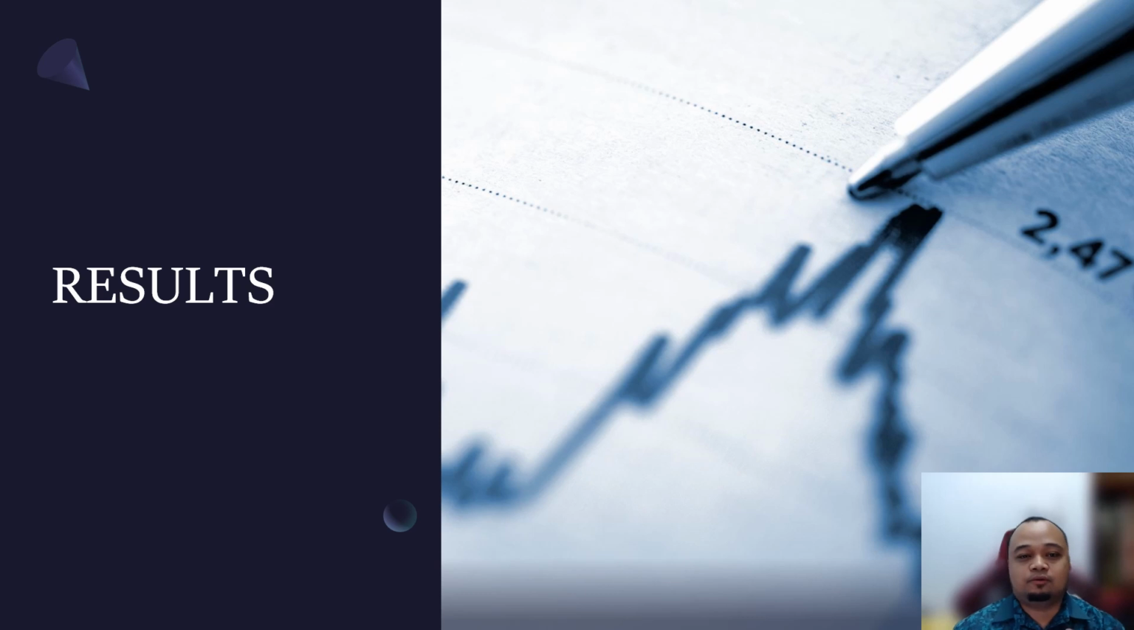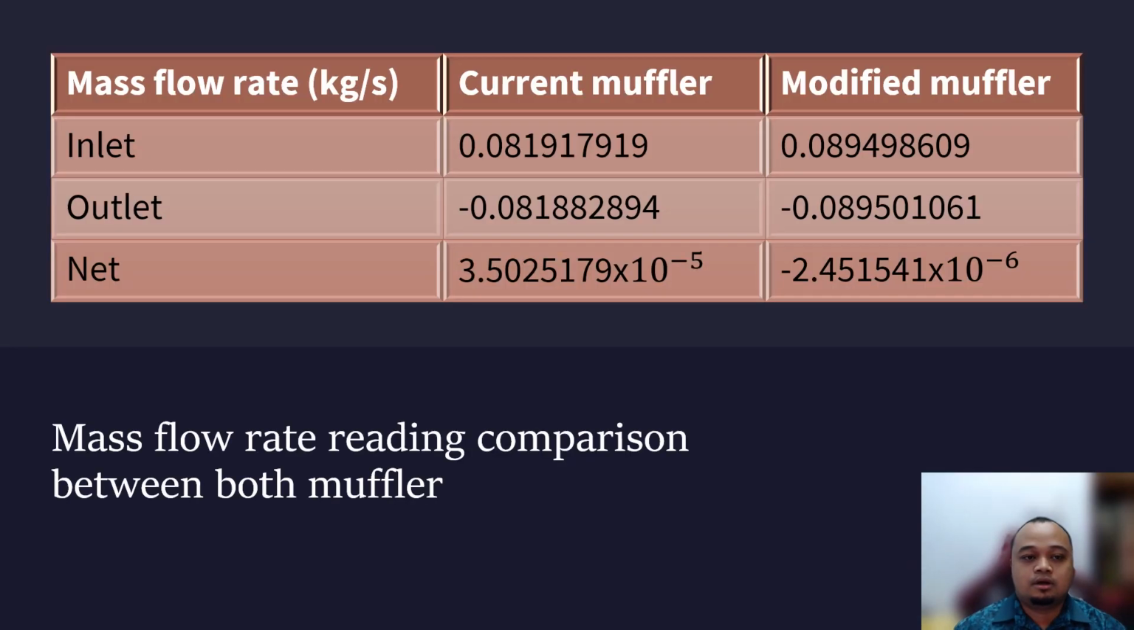After all of the method was done, here is the result I got. For the first result, I get the rate of the mass flow rate between both the current design and the modified design. From the table itself, it is shown that the modified design of the exhaust muffler had better mass flow rate, since it had a higher rate on the outlet compared to the inlet reading itself.